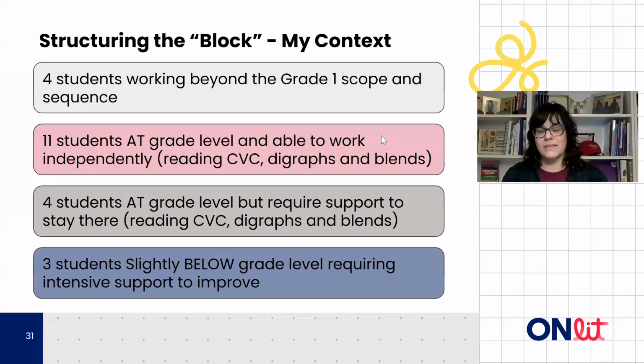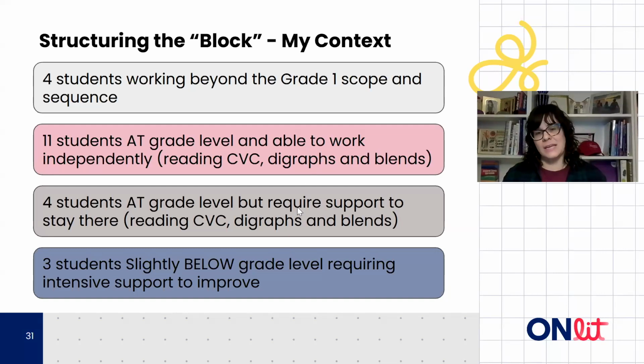So just a reminder, this is the context that I was dealing with. These are my students. 4 students working beyond the grade 1 scope and sequence. A good chunk of my group, 11 students working at grade level. They're able to work independently and they're reading words with CVCs, digraphs, and blends. 4 students who needed support to read those CVC digraphs and blends, and then 3 students who really needed intensive support to move beyond missing some alphabet sounds and moving into that grade 1 scope and sequence.